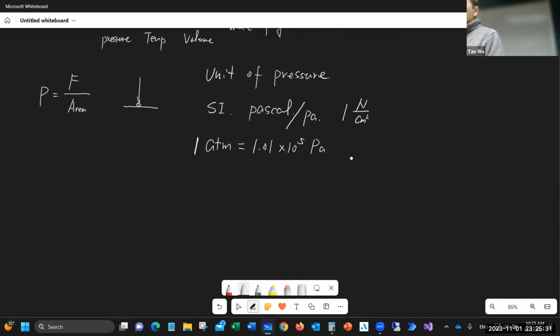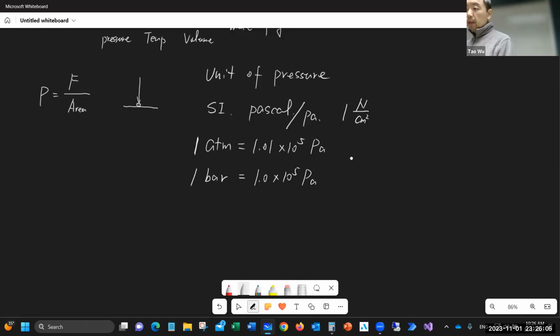And there's another unit, it's called a bar. And this bar is not the bar that you went to last night. The bar is also a unit, but very close to atmosphere. It's 1.0 times 10 to the 5th Pascal. You see, this is 1.01, this is 1. So very close to each other. 1 bar is almost equal to 1 atmosphere. Yeah, so that's a bar.